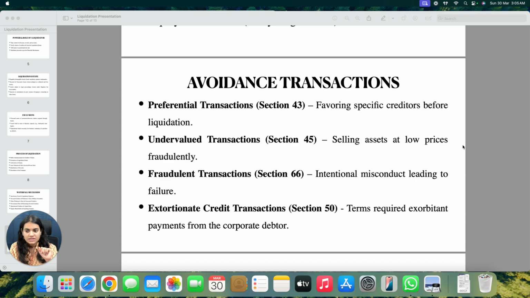So once the application is filed, the court essentially returns the position of the corporate debtor to what it was prior to having made such a preference. So basically it restores the order as prescribed by the court.